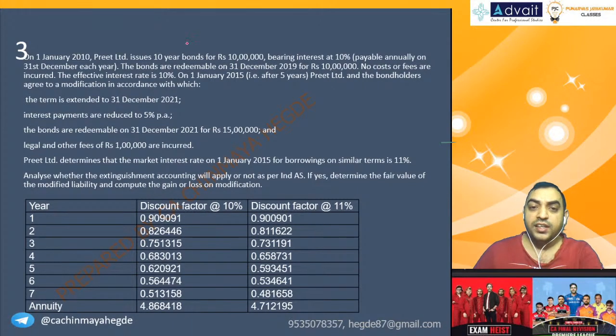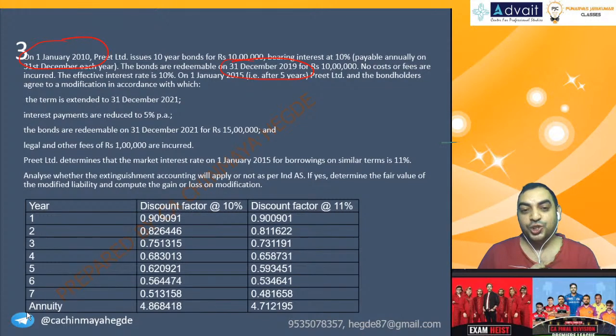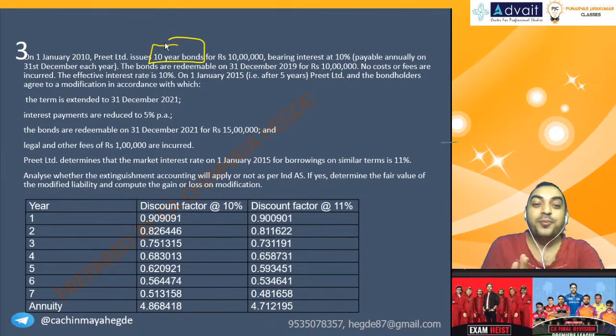Let me ask you one basic question. Can you tell me what is the time period here? You have issued on 1st Jan 2010 and redeemable on 31st December 2019. From 1st Jan to 31st December, what is the time period in this case? What is the contract period, the time horizon of the bond? You might be calculating, but there is a simpler answer. The question only mentioned it: they have mentioned a 10-year bond. So why do you need to worry about calculating it?